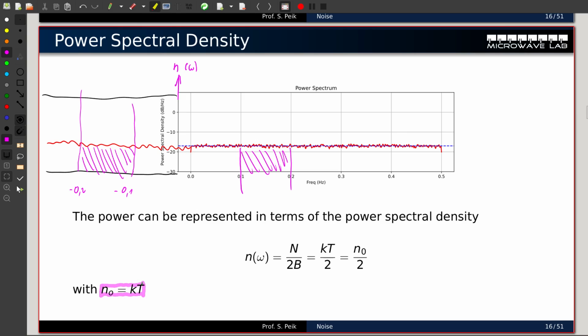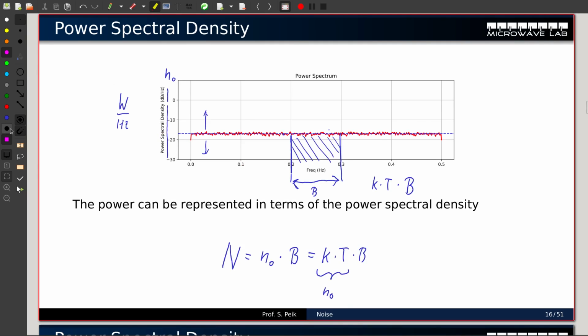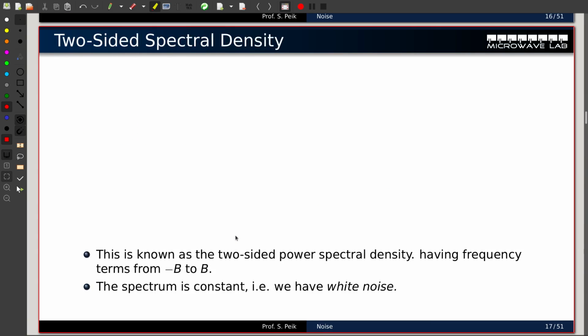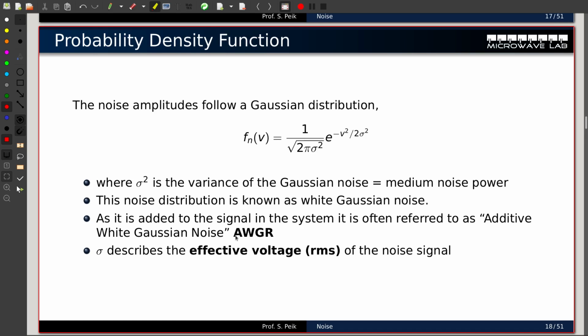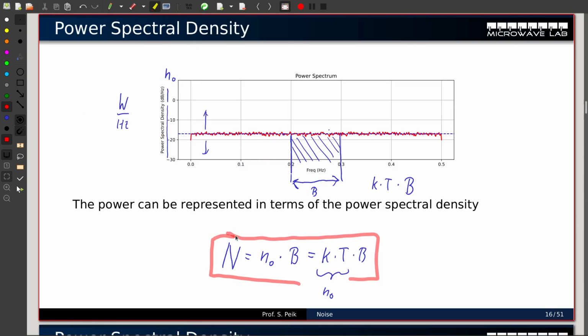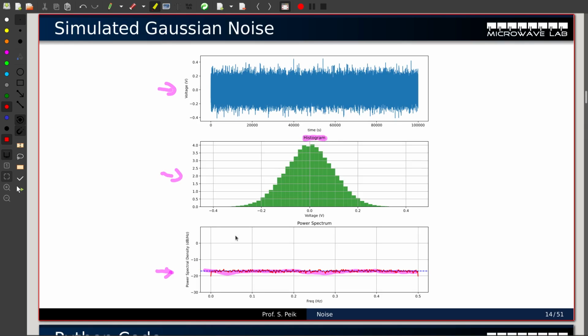Either people use only positive frequencies, then my P is just k times T times N naught. Otherwise, you have to divide it by 2. But it's quite obvious when you see that in your application. And for us as microwave engineers, it's not a big issue because we just look at this formula here, and we are happy. Okay, that's what I wanted to explain here.